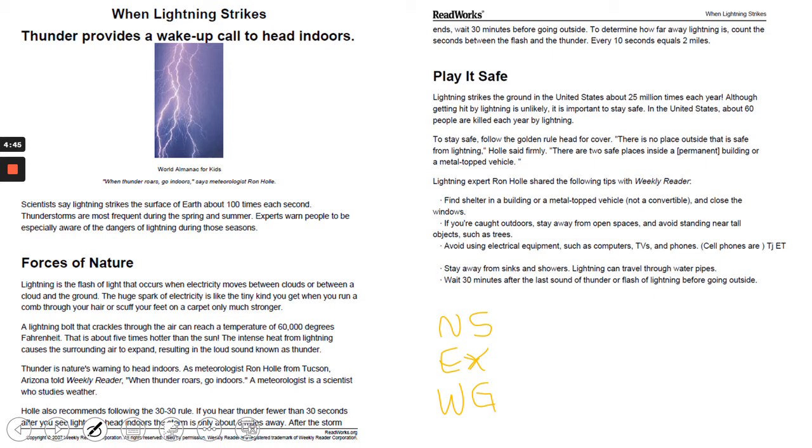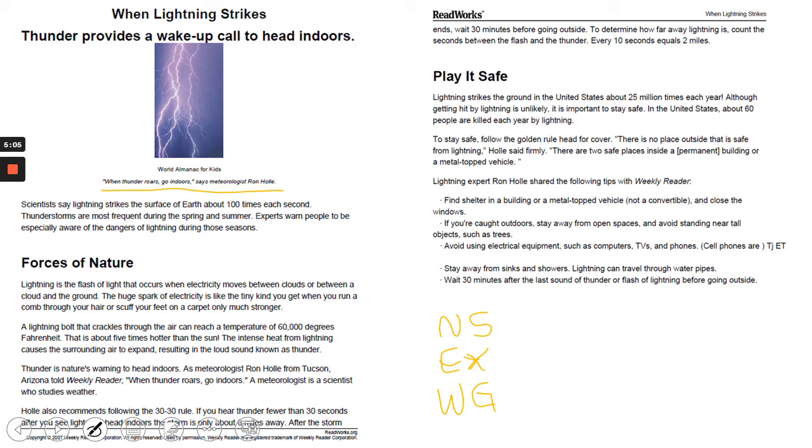When lightning strikes, thunder provides a wake-up call to head indoors. Under the photo there, it says it's from the World Almanac for Kids. When thunder roars, go indoors, says meteorologist Ron Hall. Ooh, that looks like words of the wiser to me.